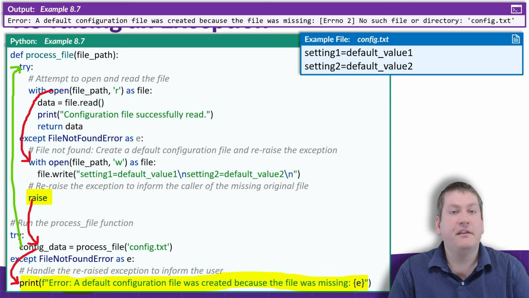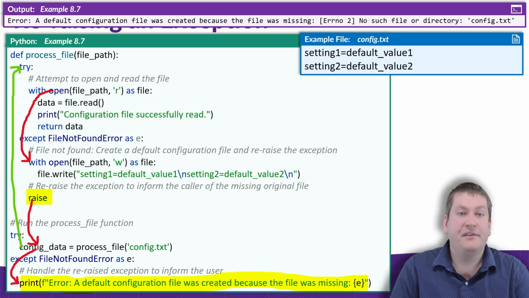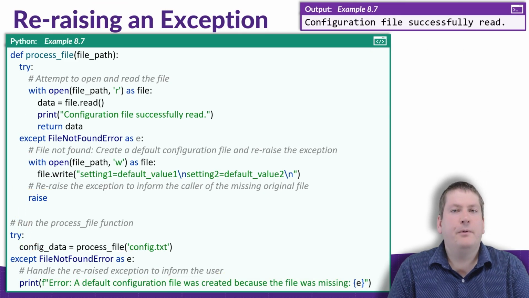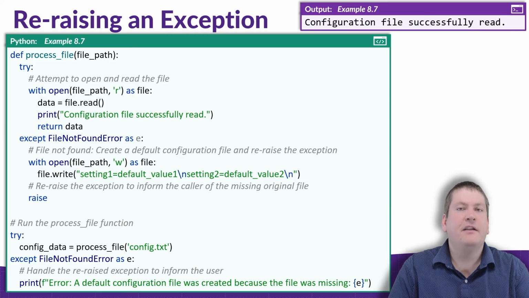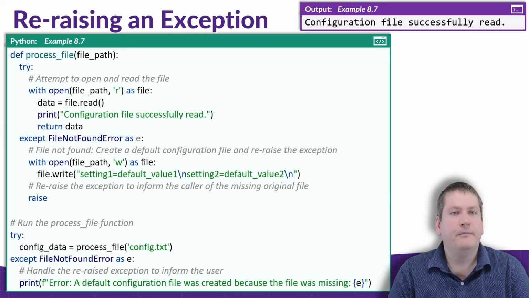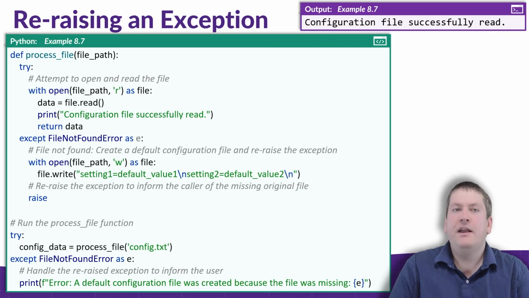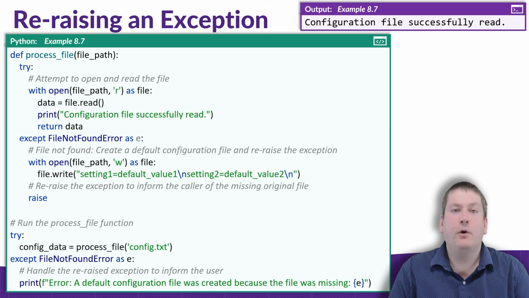Now, the second time we run this program, something different will happen because config.txt now exists. So when we run it a second time, we're going to get configuration file successfully read. The reason why is we're going to call the process file function, and that's going to eventually execute the with open block. It's going to open the file for reading. It's going to read all the data into data and return. So the file actually exists now. No file not found error exception will be raised. So we just get the text configuration file successfully read.